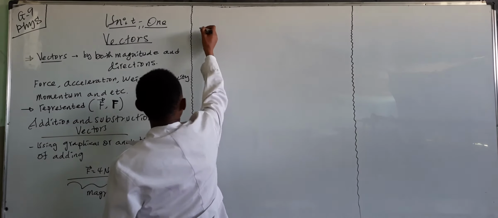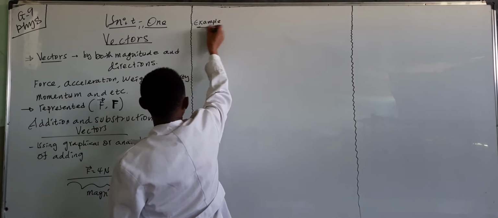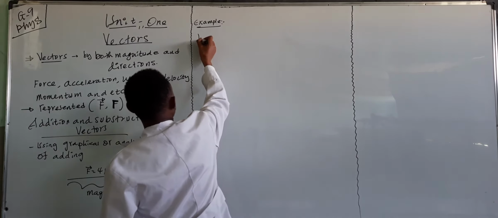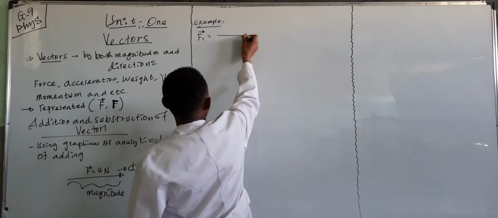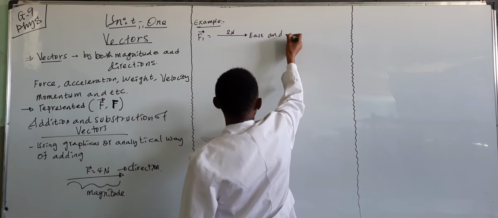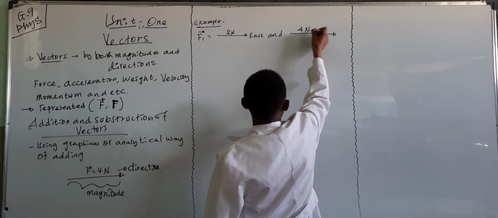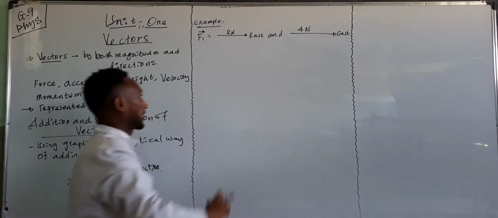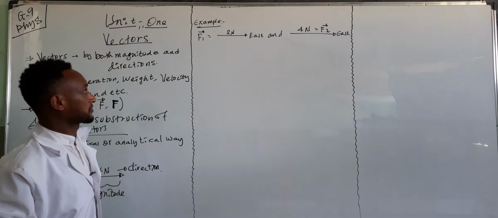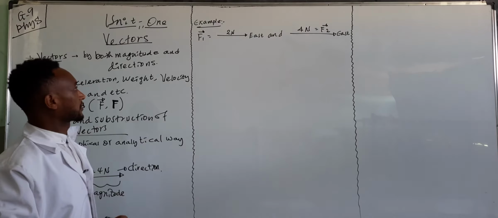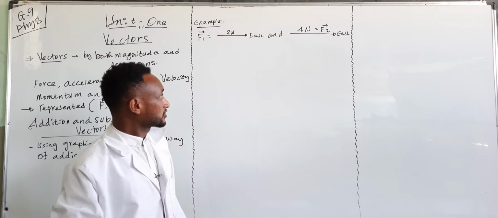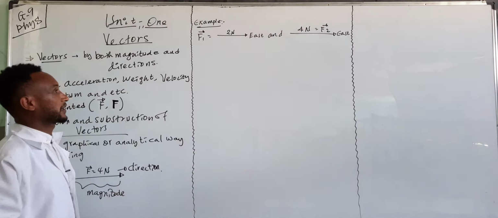For example, take two vectors: force 1, which is 2 Newton in the east direction, and force 2, which is 4 Newton in the east direction. Simply, you can add these two vectors to each other. If their directions are similar, you can directly add the magnitudes. If their directions are not the same, you can change them into the same direction.